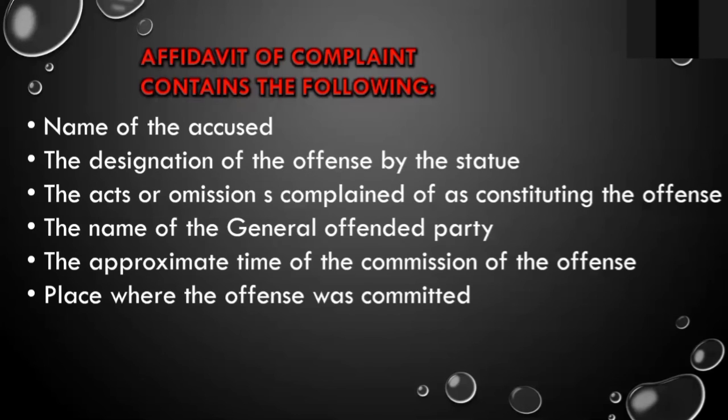Next. Affidavit of complaint contains the following: name of the accused, the designation of the offense by the statute, the acts or omissions complained of as constituting the offense, the name of the offended party, the approximate time of the commission of the offense, and the place where the offense was committed.